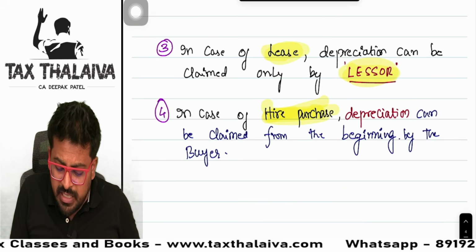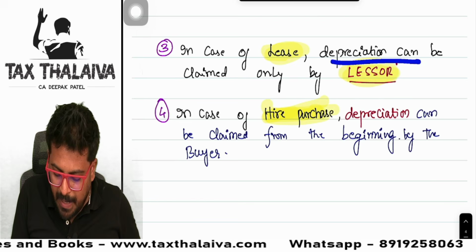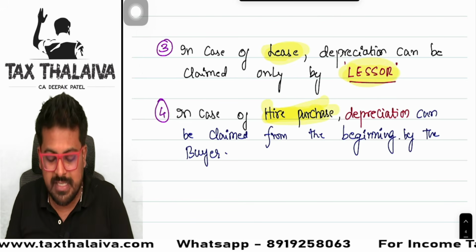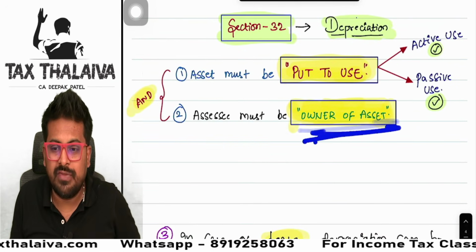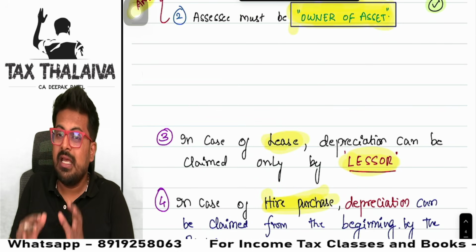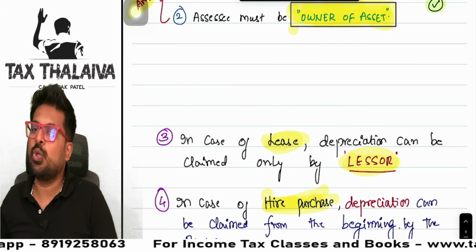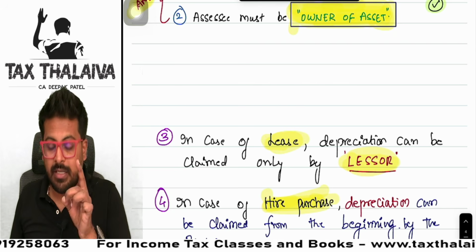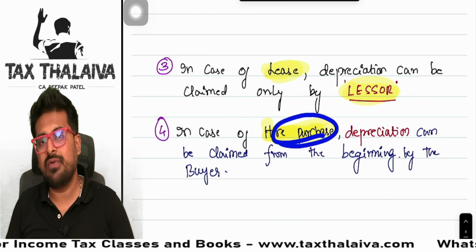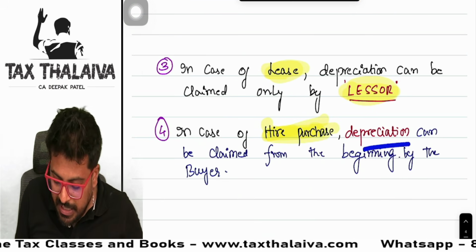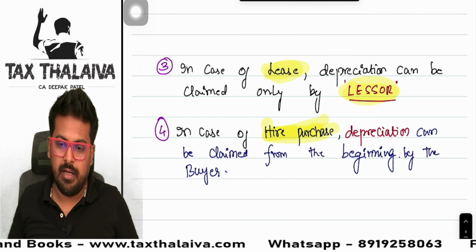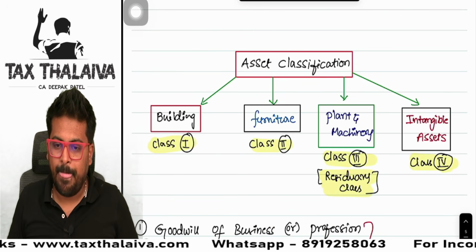Next, in case of lease, depreciation can be claimed by the lessor, because who is the owner of the asset? The lessor is the owner of the asset. Whoever is the owner of the asset, only they can claim the depreciation. So in lease, the lessor is the owner, but gives the asset on lease to the lessee for usage, and the lessor will always claim the depreciation. In case of hire purchase, depreciation can be claimed by the buyer itself from the beginning. Are you getting it? Next.